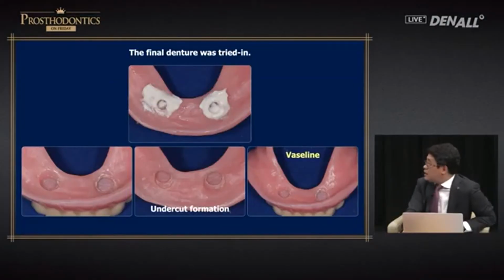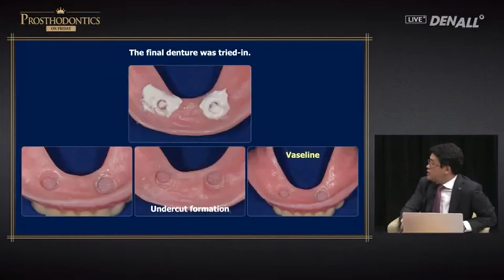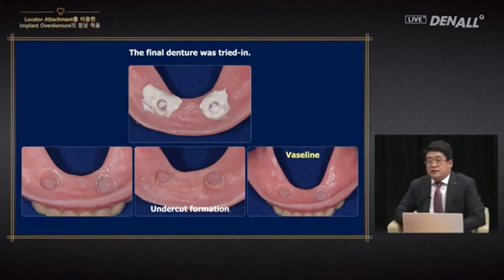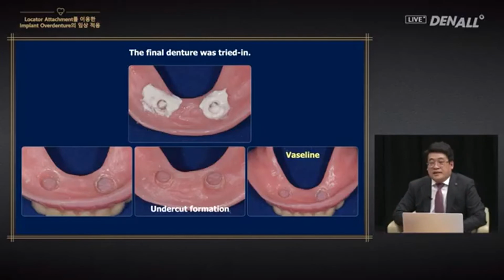I want to emphasize once again that the metal processing cap should not be in contact with the inner surface of the denture. This occurs very frequently, and that is why I included it in this slide once more. The indelible pencil is very useful, as Professor Chu has mentioned. Undercut should be formed. Use Vaseline, and that is my clinical tip.